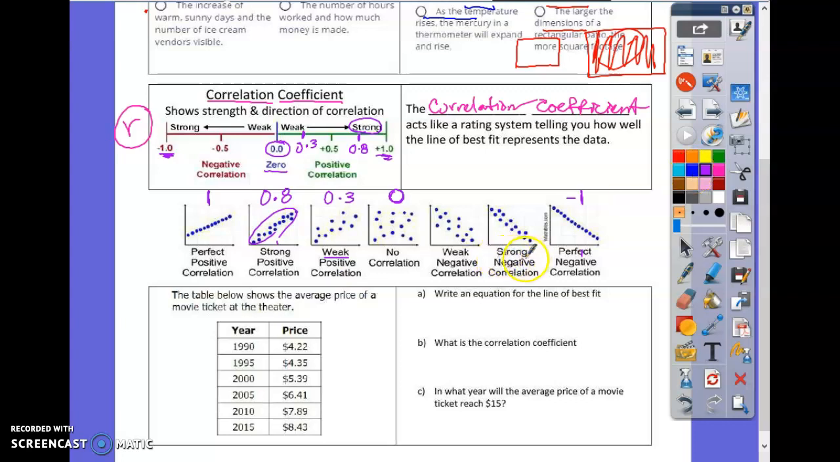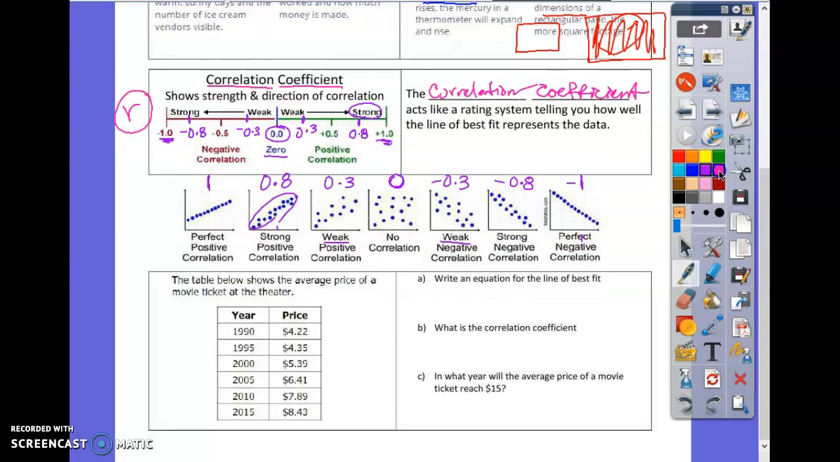What about over here? Strong negative. What number do you think this one would be? It would be maybe right here in the middle, -0.8. So this would be a -0.8. And this one is still negative, but it's weak. So what number would that be? -0.3 maybe, or -0.4, or -0.5. These are just estimations. They don't have to be exact, but they have to be close to it.